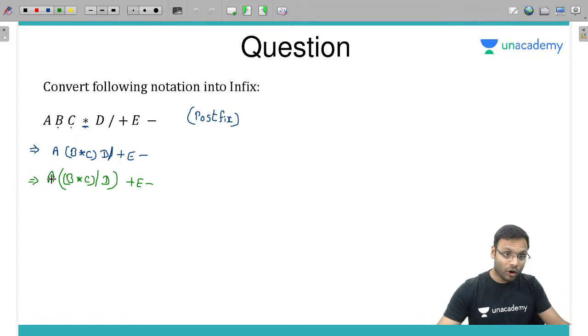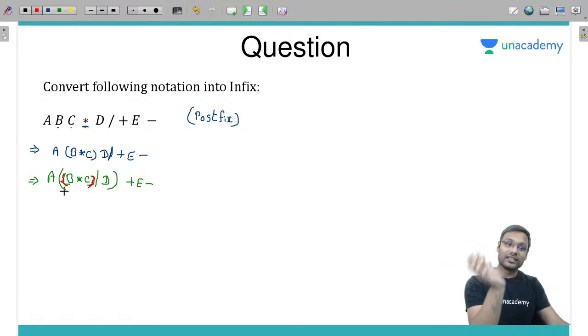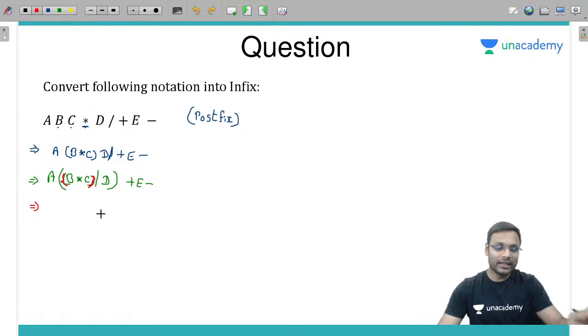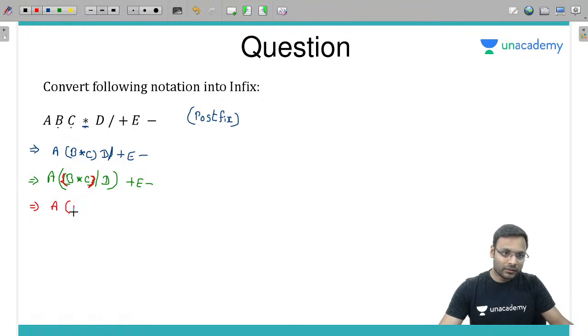Okay, next step. Can I remove this inner parenthesis? Yes, I can remove the inner parenthesis. Why? Even if you remove it, you will still solve this b into c first, and after that you will solve this divide by d. Why? Multiplication and division have the same precedence, hence the left associative, left one will be solved first. So I can remove the parenthesis. I can write it this way: a, and then b into c divided by d after removing the parenthesis, plus e minus.